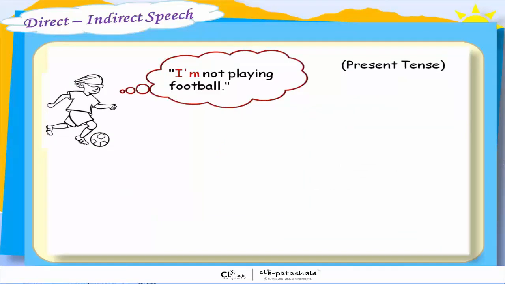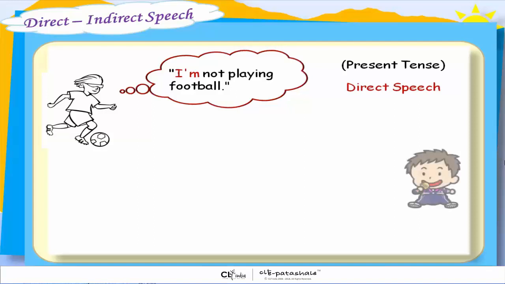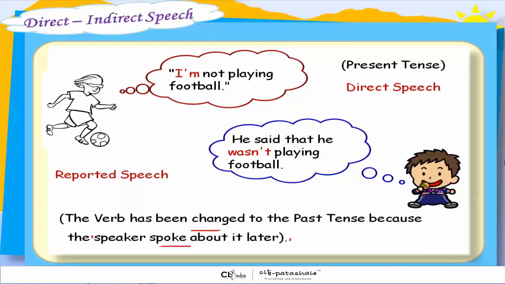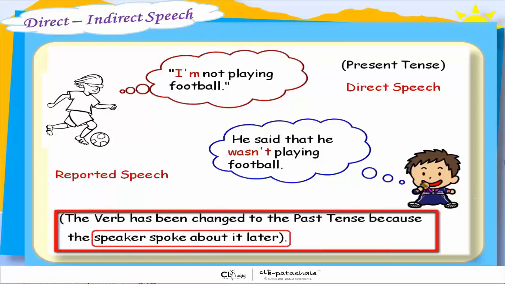Let's look at the following sentences. This is in the present tense. I am not playing football. This is a direct speech. He said that he wasn't playing football. This is the reported speech. The verb has been changed to the past tense because the speaker spoke about it later.